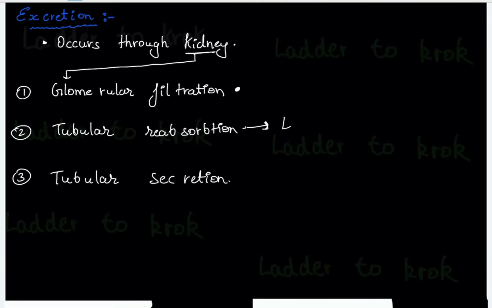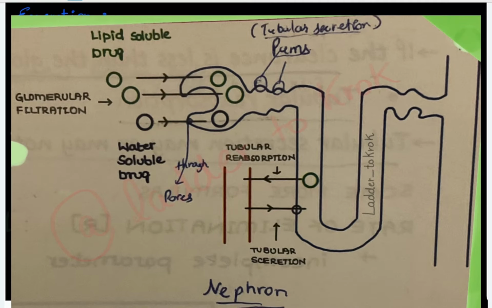So here, lipid soluble drugs are reabsorbed in the body. And in tubular secretion, what happens? In tubular secretion, there are pumps, and these pumps or transporters are saturable. Saturable means only one molecule passes through them at a time. And by this, usually what is secreted back?